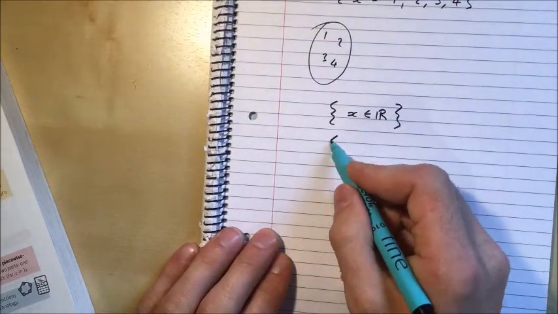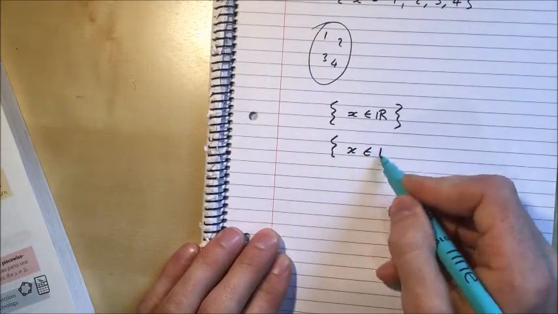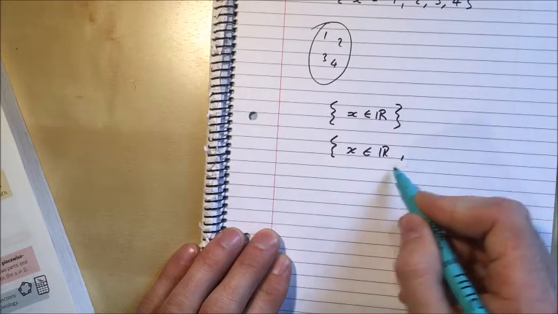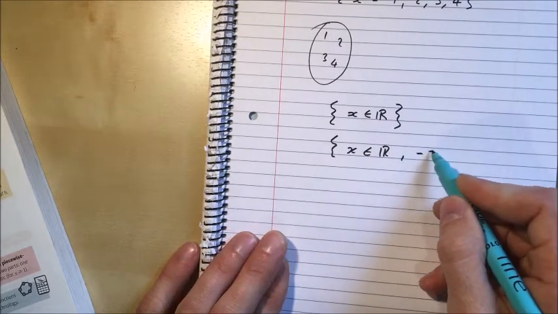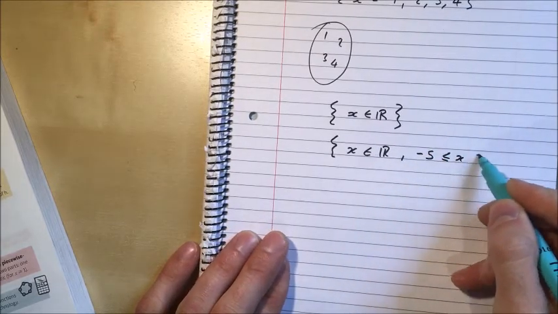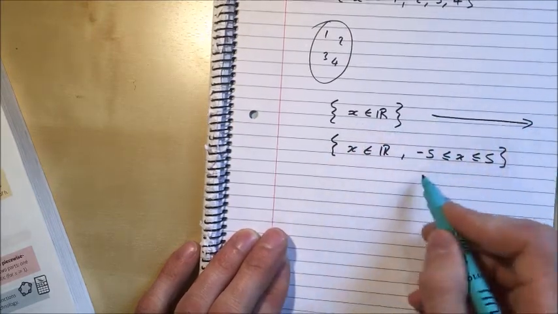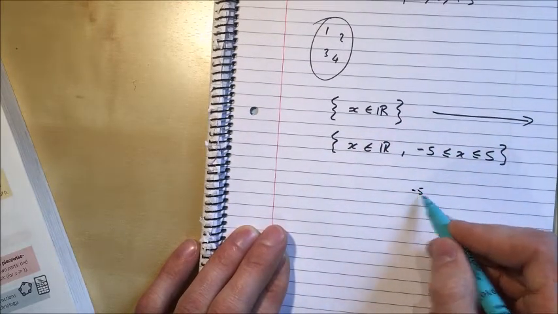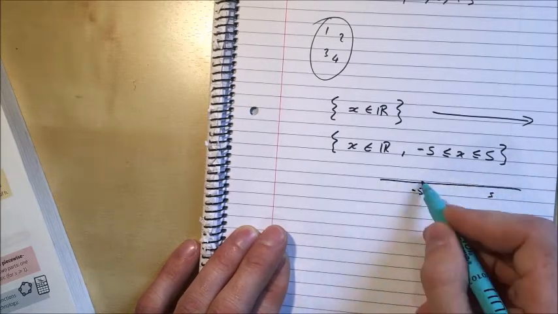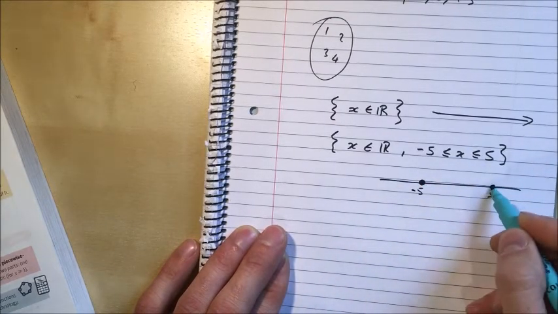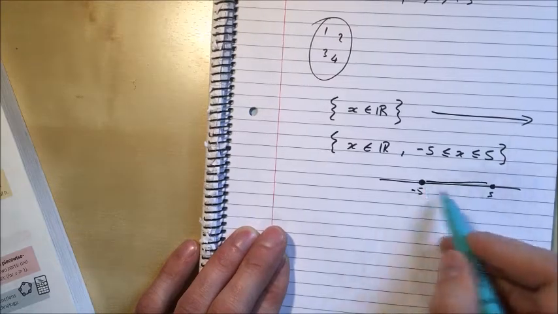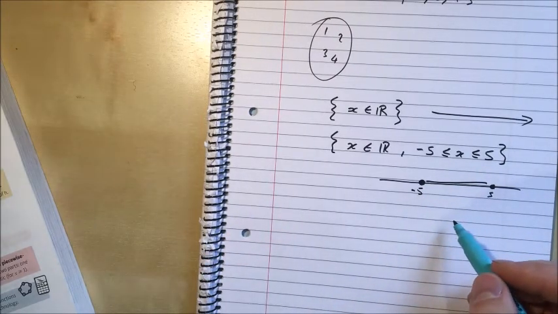Here's another set. X is things on the number line, and we just put a comma for the end. Minus 5 is less than or equal to x, less than or equal to 5. So this set here is the whole x-axis. This set here goes from minus 5 to 5, including the minus 5, including the 5, and all the numbers in between. Okay? So the set notation is just that.